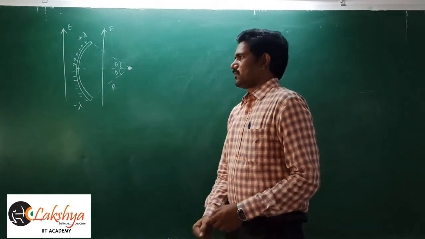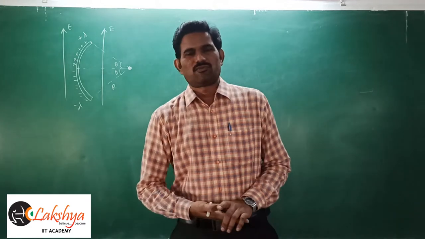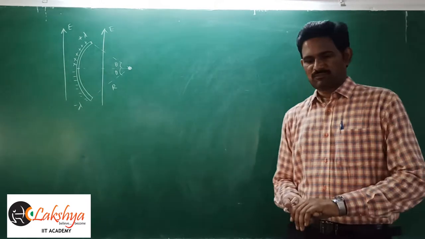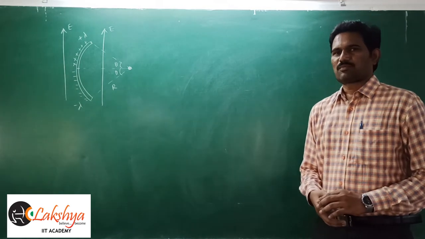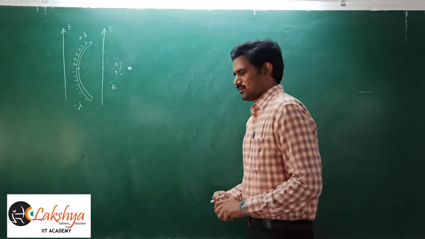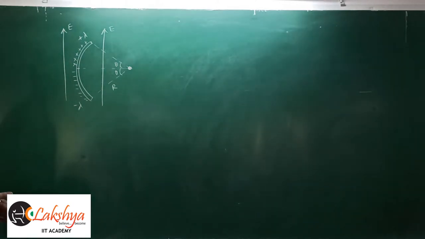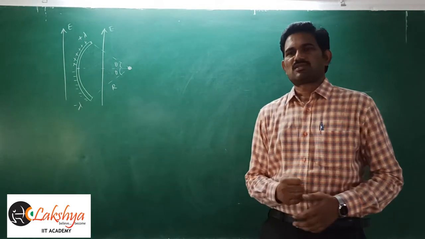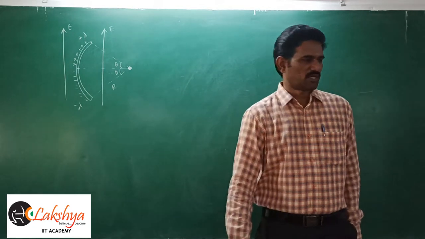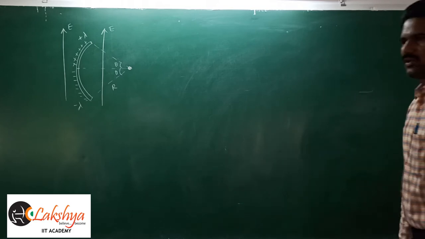So now here is the problem. A circular arc of mass m and radius r, which subtends a total angle of 2 theta at its center, is placed in a uniform electric field of intensity E.